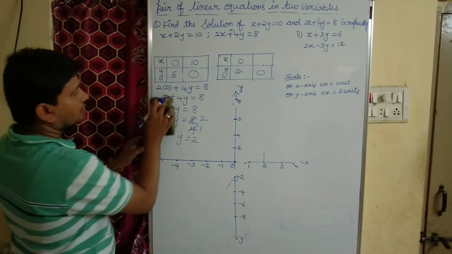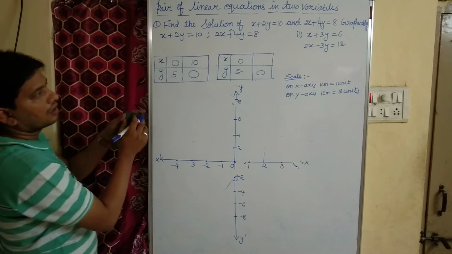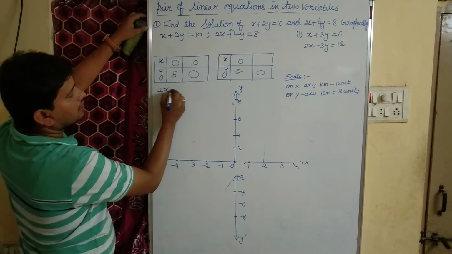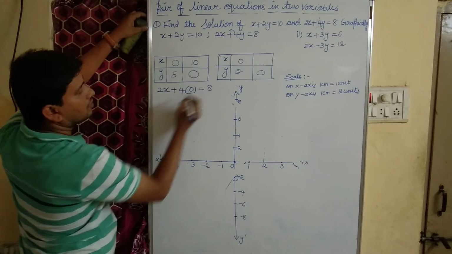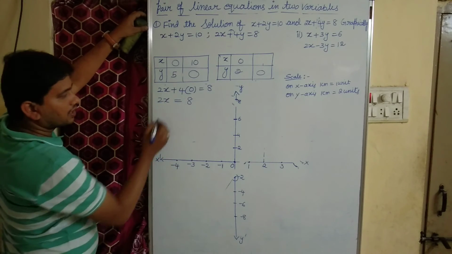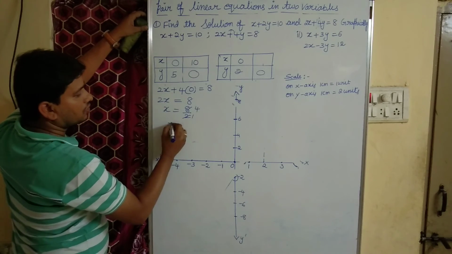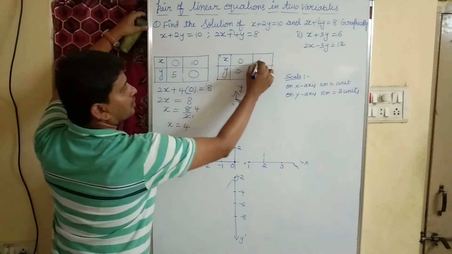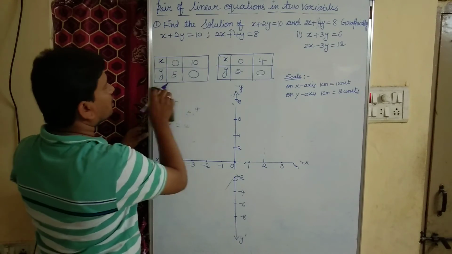Now substitute y value 0. I mean 2x plus 4 into y, 0. 2x plus 4 into 0 is 0. 2x equal to 8. X is equal to 8 by 2. 2 fours are 8. So what is the value of x? X value is 4. Right? So easily we got the coordinates.